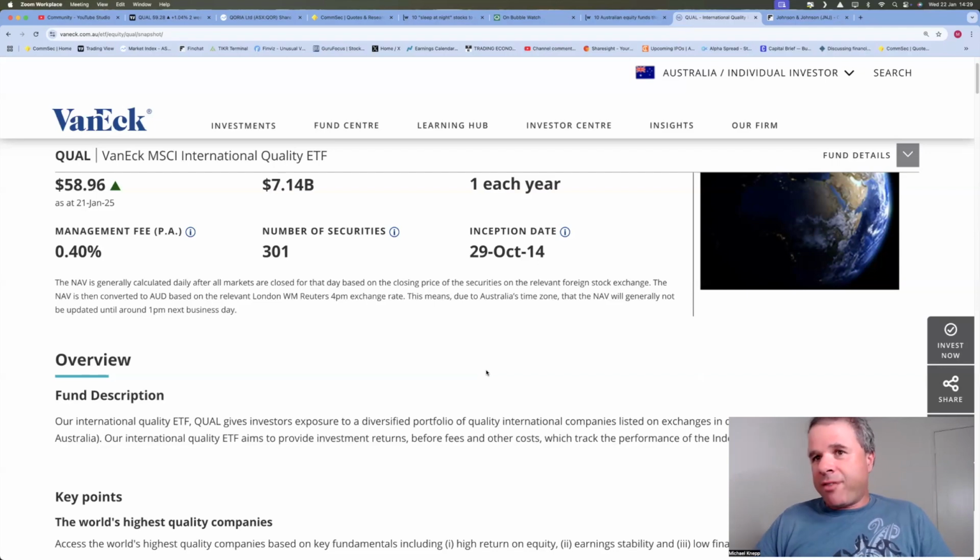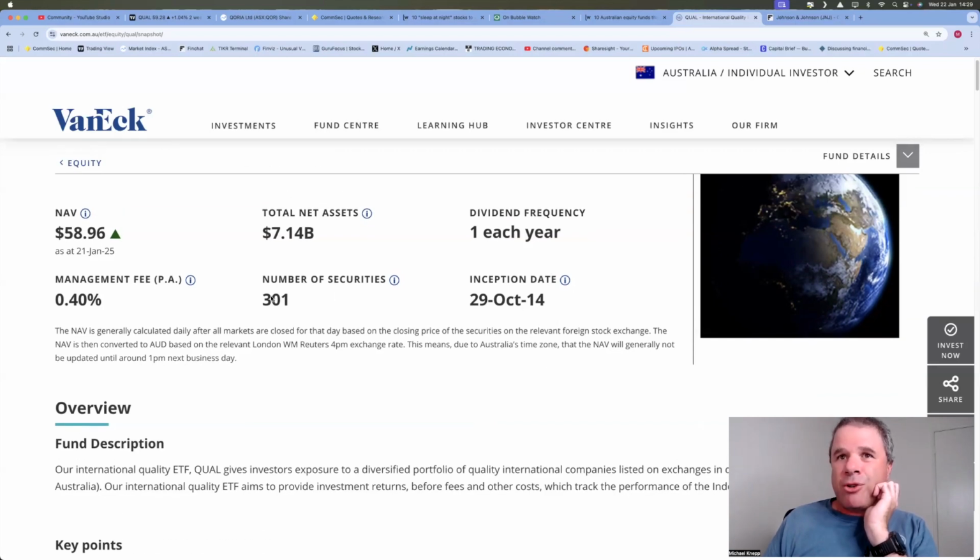So I want to see how they define high quality. And then I want to see the performance of the ETF. I'm hoping this does provide that. And also the components of the ETF. And then we'll have a look at the chart. And the chart will tell us a fair bit. So we'll do that because this particular ETF has been in existence for over 10 years now.